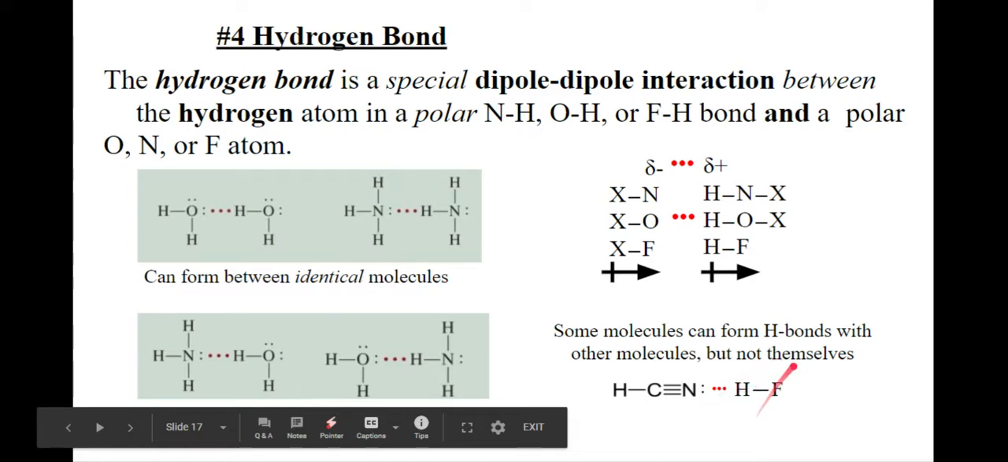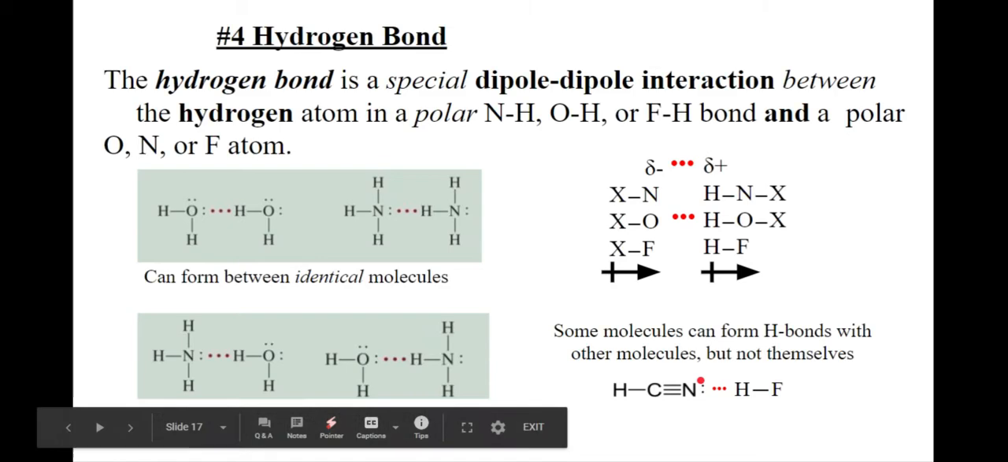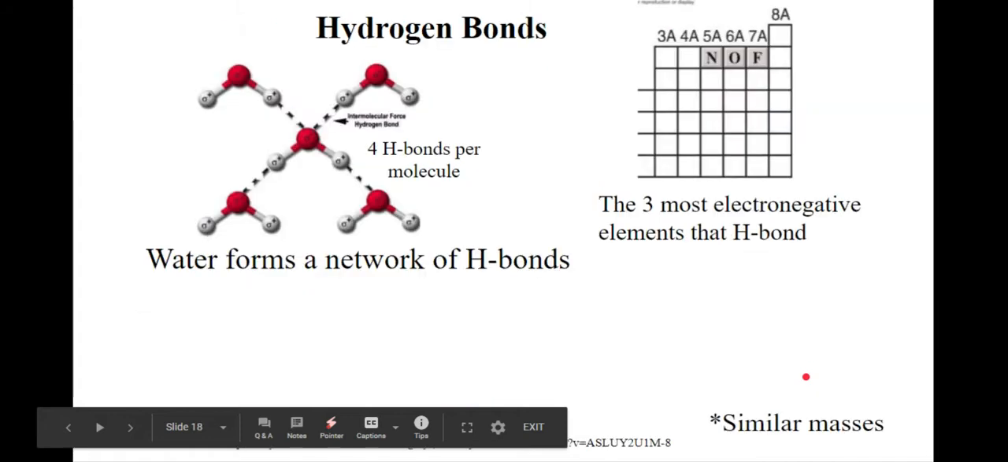But if we were to get rid of the HF and say, could it hydrogen bond to itself? The answer is no. It does have a hydrogen, but bonded to the carbon, this is not a polar bond. So it's not enough to just have hydrogen. It has to be hydrogen on one of these three elements. So again, this thing can make hydrogen bonds to other molecules, but not itself.